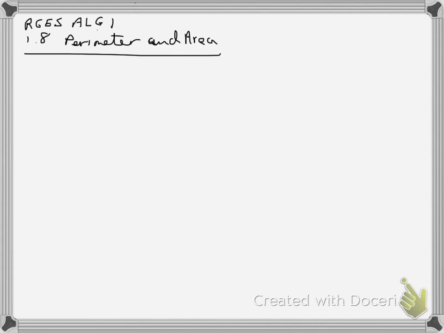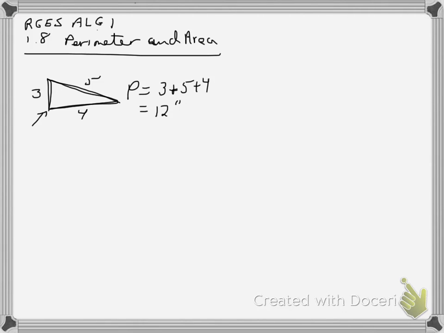Recall that perimeter is the distance around a figure. So if you have, for instance, a triangle, and let's say the sides are 3 inches, 4 inches, and 5 inches, and you march your way around it, that would be 3 plus 5 plus 4. So the perimeter, the distance around, would be 3 plus 5 plus 4. Adding in any order, of course, that would give you 12 inches, whatever the unit is.